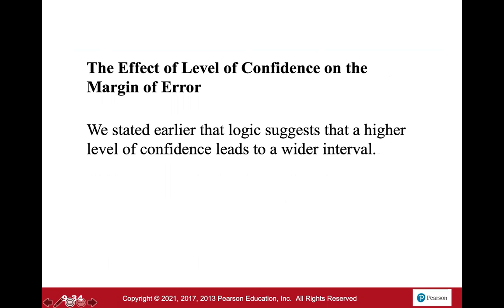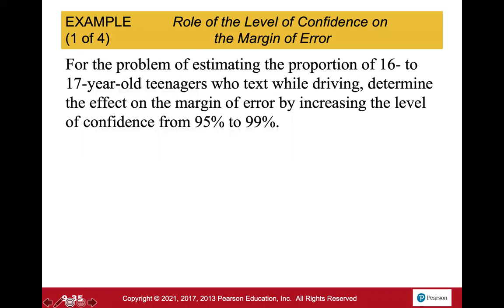So the effective level of confidence on the margin of error. So we stated earlier that the logic suggests that a higher level of confidence leads to a wider interval. So we could check the difference out. So for the problem of estimating the proportion of 16 to 17 year old teenagers who text while driving, determine the effect on margin of error by increasing the level of confidence from 95 to 99%.